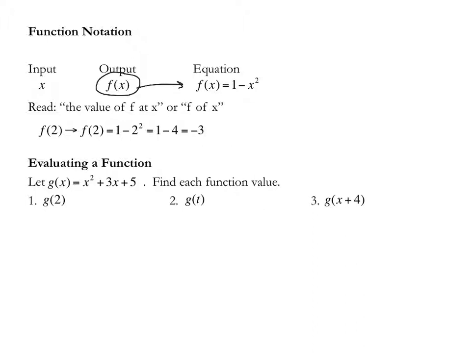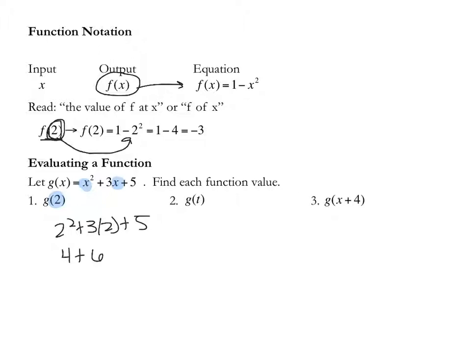Then we can start to use function notation to tell numbers that we want to plug in for the input. So when we see this here, this just means we need to input the 2 in for x, and then we're simplifying. So if you look at the first example here, this is your input value. We're just going to take that and plug it in for the x's. So it's going to be 2 squared plus 3 times 2 plus 5.